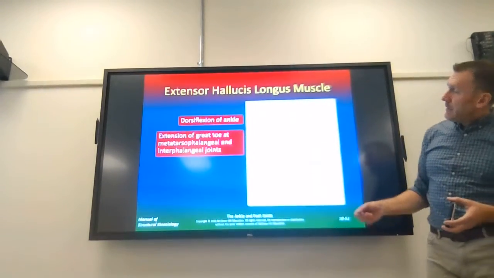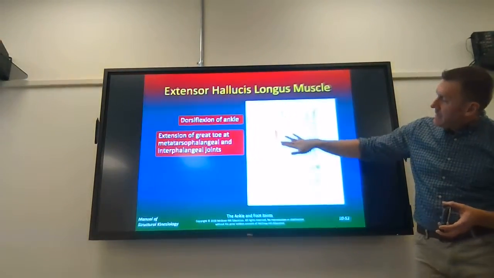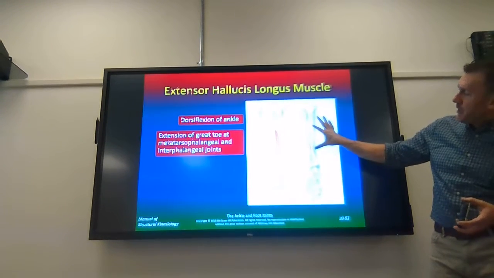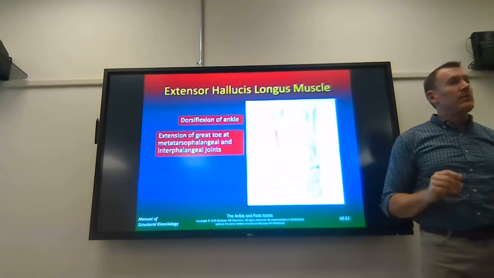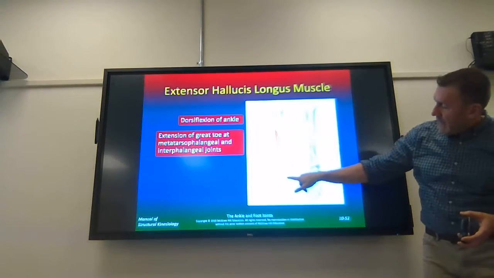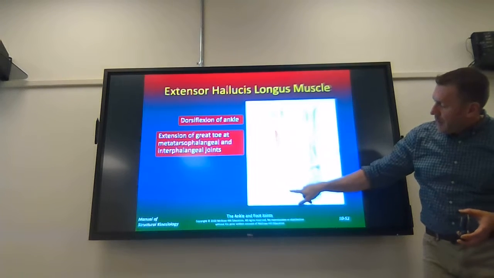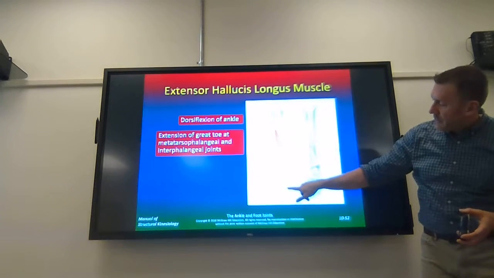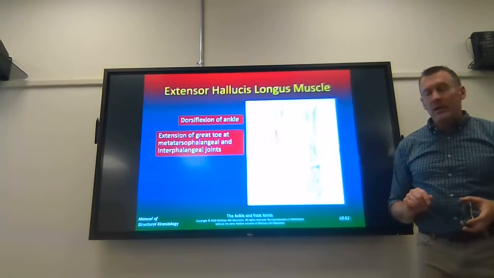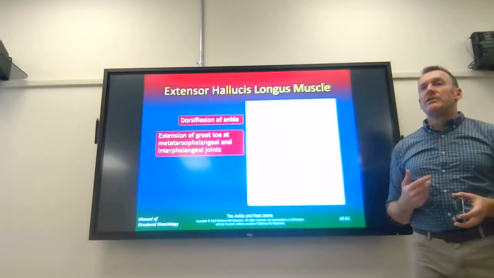So you can see this one has its origin here on the shaft of the fibula. So this would be a right leg, anterior view of the right leg, and then comes over to the medial side, so past the medial cuneiform, past the first metatarsophalangeal joint, and inserts down here just past the interphalangeal joint of the great toe.